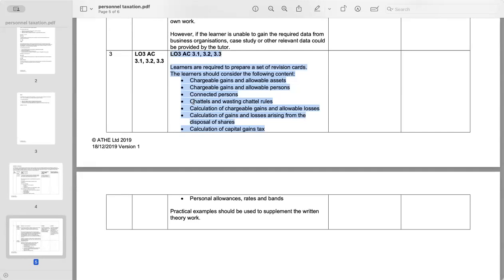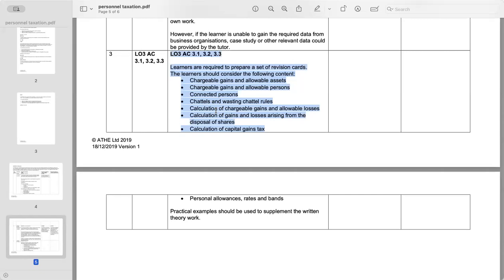We also discussed calculation in our learning outcome 3. We discussed calculation of chargeable gains and allowable losses. Chargeable gains are calculated by subtracting the acquisition cost, the purchasing price, from the disposal proceeds, the selling price of an asset. Allowable losses from the disposal of assets can be deducted from chargeable gains, reducing the overall capital gains liability.